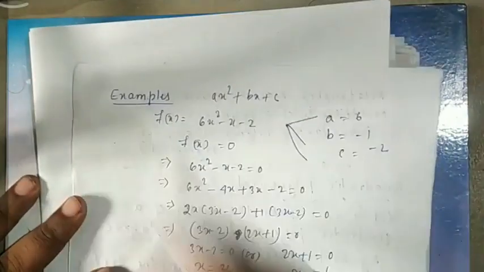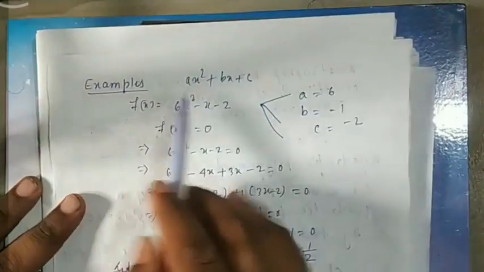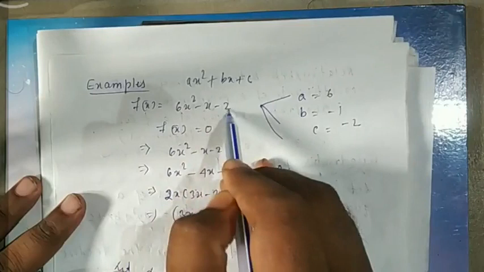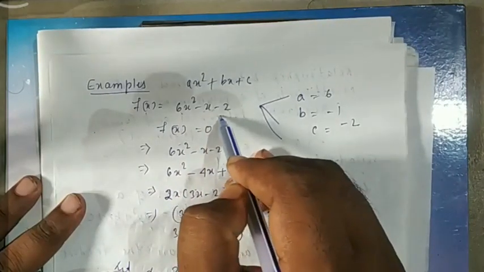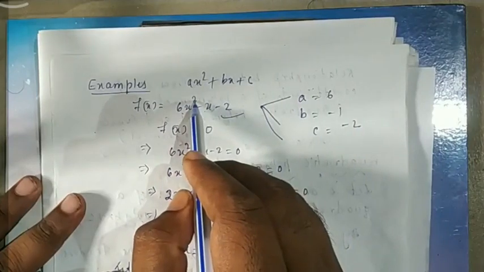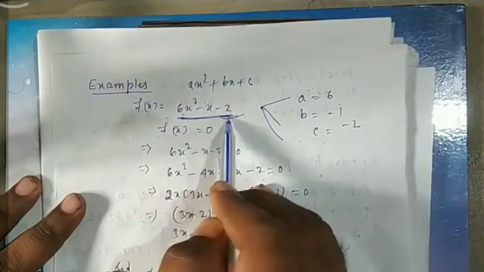Suppose I take an example, f of x is equal to 6x square minus x minus 2. This is an example of a quadratic polynomial. Why? Because the degree is 2. So I'll find the zeros of this quadratic polynomial.